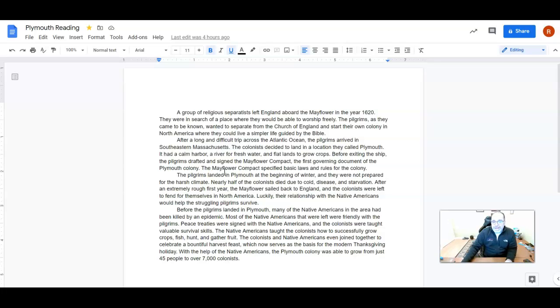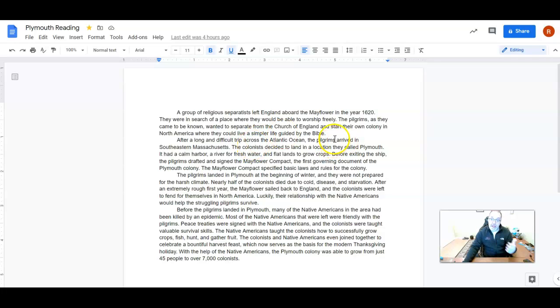A group of religious separatists left England aboard the Mayflower in the year 1620. They were in search of a place where they would be able to worship freely. The Pilgrims, as they came to be known, wanted to separate from the Church of England and start their own colony in North America where they could lead a simpler life guided by the Bible.